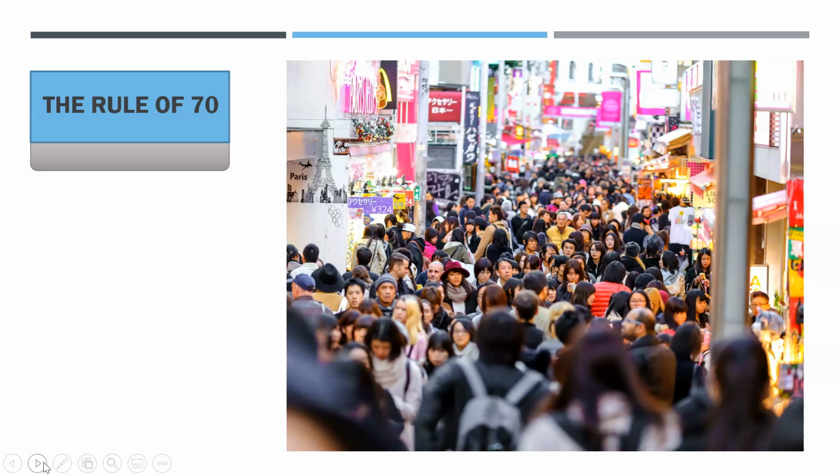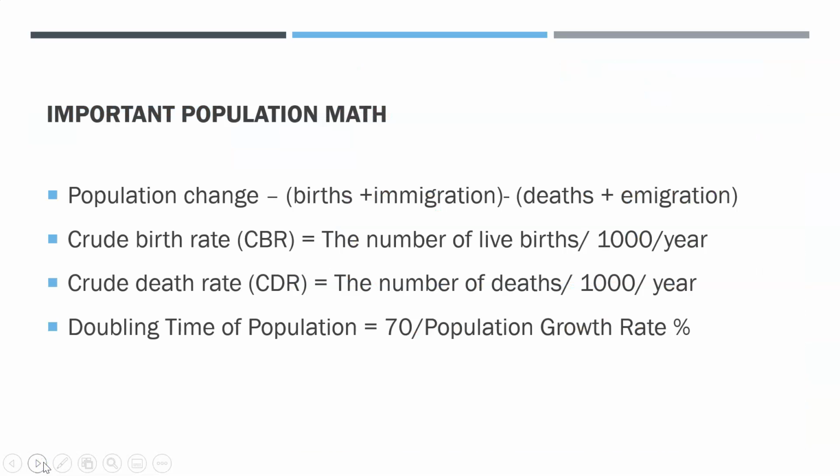We can measure the way that populations are growing by using what's called the rule of 70. There's several different pieces of population math. Before I get into the rule of 70, we can track population changes by the births and immigrations, which is the people coming in, and the deaths and emigration. This is the people going out. We can look at the crude birth rate, which is the number of live births per 100,000 people per year. The crude death rate, which is the number of deaths per 100,000 per year. And again, this doubling time of the population, the rule of 70.